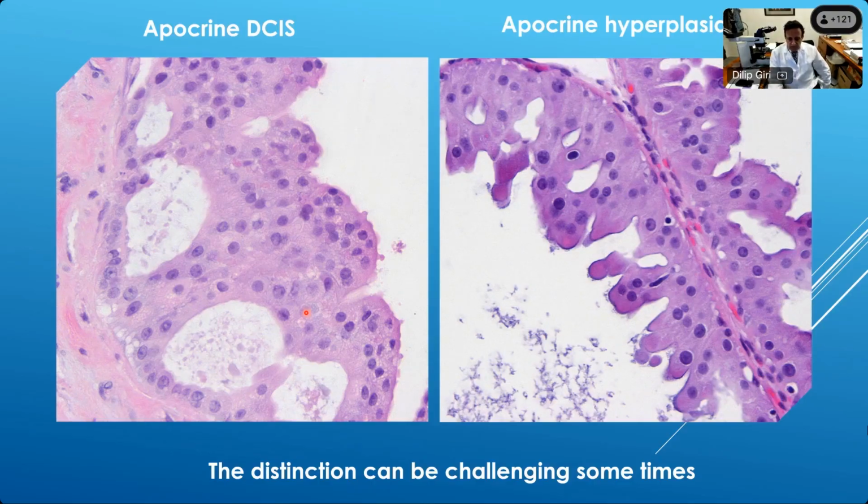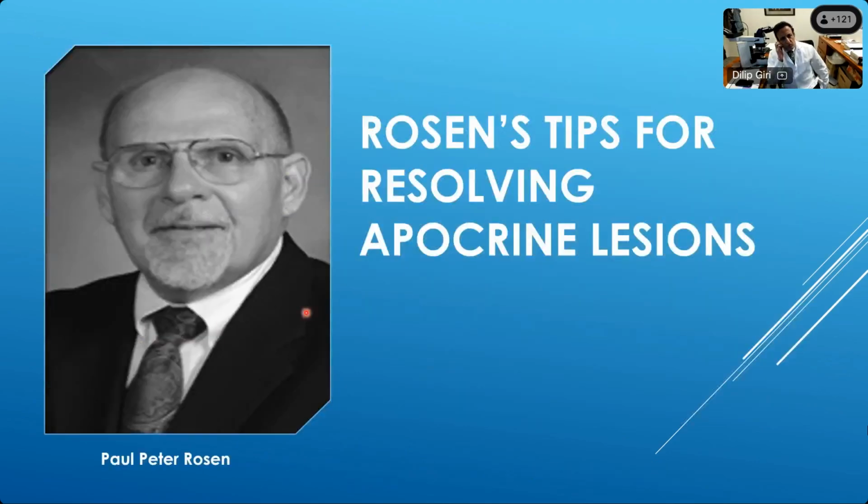So is there any way of getting around the dilemma of apocrine lesions? Peter Rosen, who also was a breast pathologist at Memorial Hospital several years ago, had studied this topic in some greater detail, and he had provided some tips for resolution of apocrine lesions.